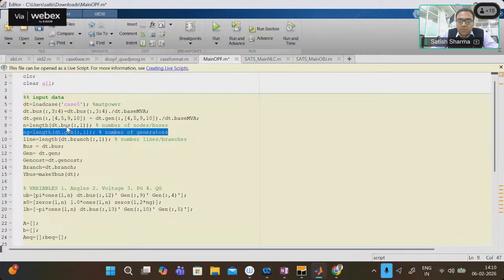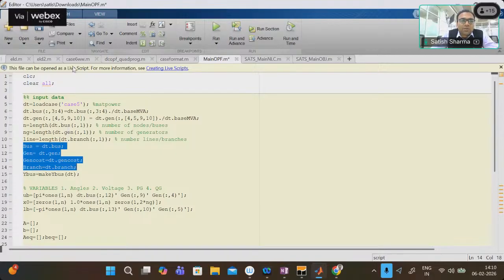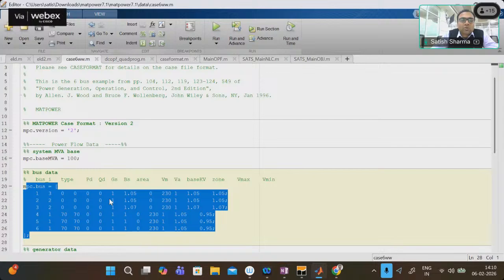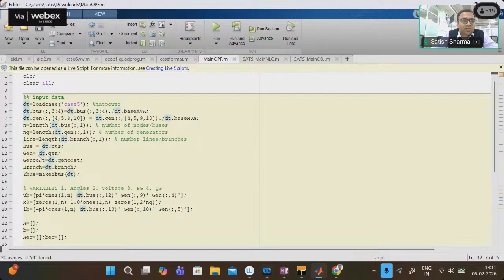Then we are trying to identify the number of generators, then the number of lines as well. Once we have identified these, instead of dt dot bus, I would like to use bus, so I have created some new matrices with the same data. Bus represents the bus data, gen represents the gen data, similarly gencost and branch data. These four are simply the same data which are available in our case file. All these four matrices are taken out and placed here in bus, gen, gencost and branch data.